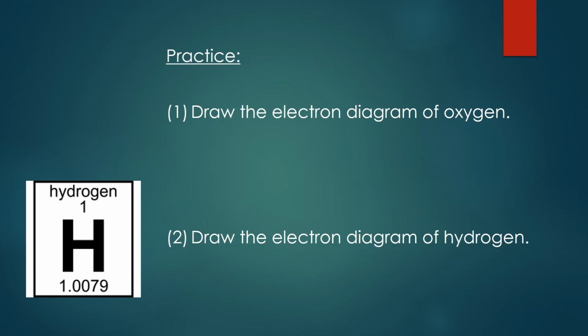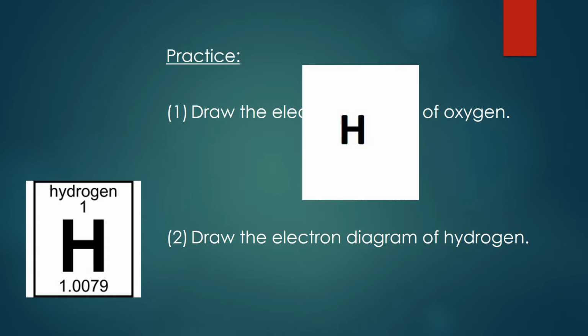Here's another practice problem. Draw the electron diagram of hydrogen. Hydrogen has how many electrons? 1. So here's hydrogen. Easy peasy. 1 electron. Notice that hydrogen only has 1 electron, so it has 1 electron in its first shell instead of 2. Therefore, its valence shell is not full. This electron would desperately try to find a mate to pair with to fill its shell.